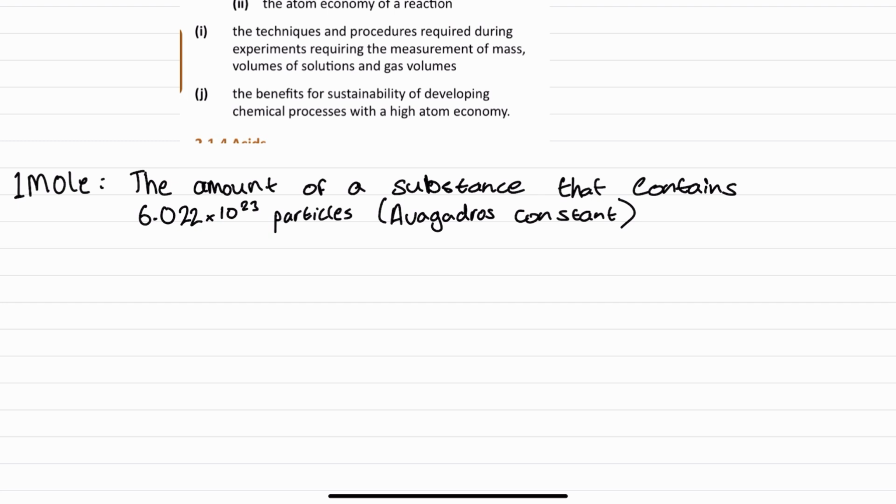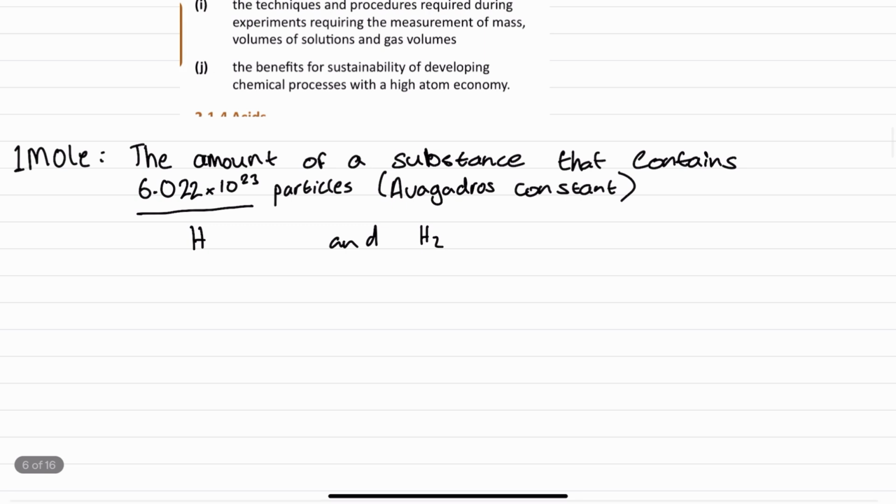The first one being the definition of 1 mole. Now, a mole is the amount of substance that contains 6.022 times 10 to the power of 23 particles, which is the Avogadro's constant. I'm sure you know this from GCSE already, and it comes up a lot in A-level as well. Now, moles are not the same as molecules. Hydrogen as H and H2 are not the same. They are both 1 mole because in front there is 1.